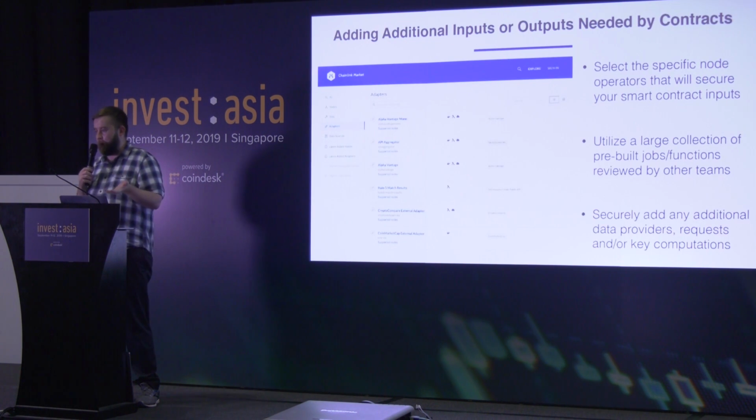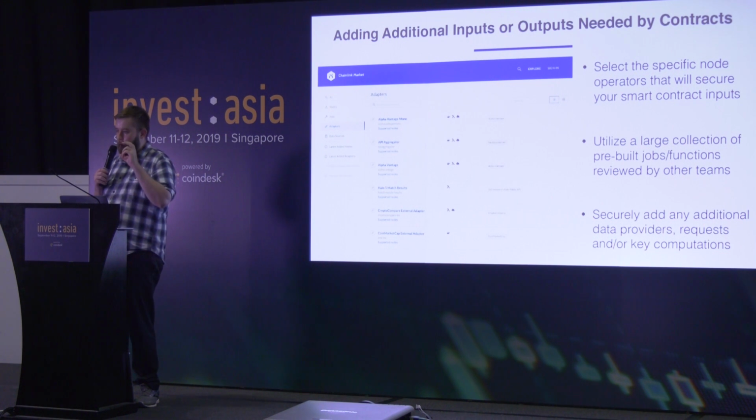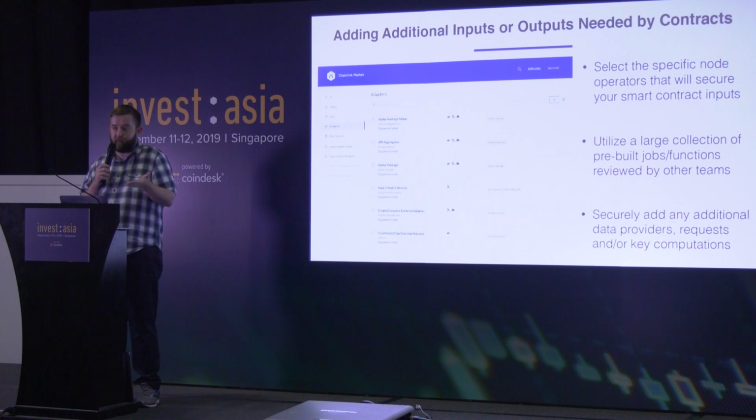If you don't see an adapter, a job, or a function that you need, we're open source. The benefits of open source are really twofold. One part of it is we could have a bounty program, and we're looking at a bounty program where people build the adapters that community members and users want.